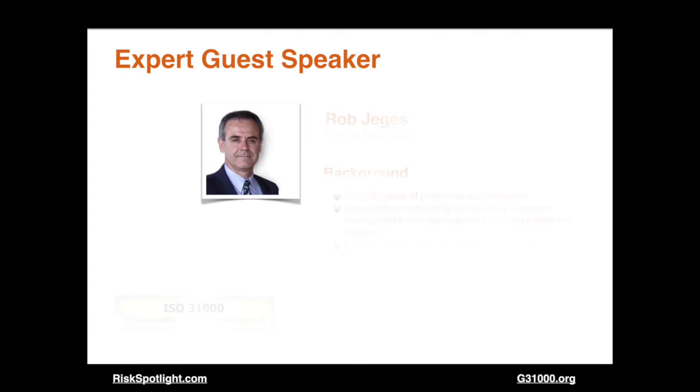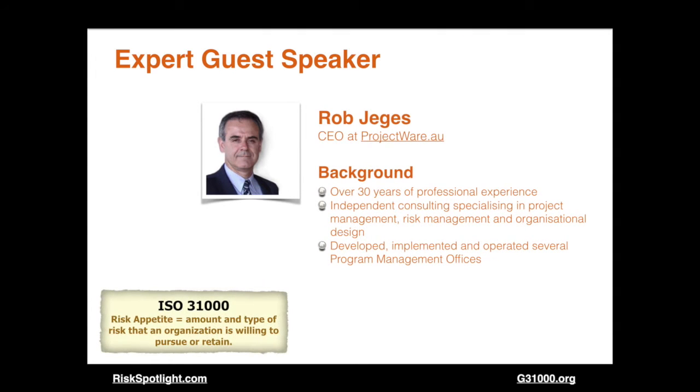In this episode, I will discuss the topic of risk appetite with Rob Jeges, who is participating from Australia. Rob has over 30 years of professional experience. He's an independent consultant specializing in project management, risk management, and organizational design. Rob has developed, implemented, and operated several program management offices responsible for the monitoring and coordination of entire portfolios of technology projects and development of project management capabilities.